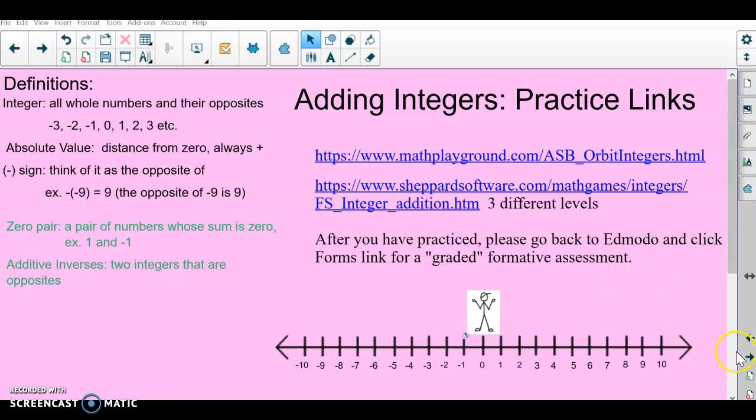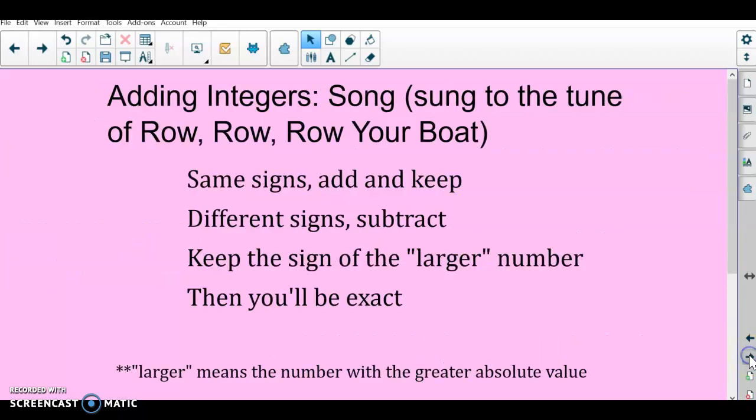And I could not leave you without a song of my own. So this is for the rule. This is our adding integers song, sung to the tune of Row, Row, Row Your Boat. We always sing it in class over and over and over again, so I'm really going to be sad that we're not doing this together, but I'll sing it for you.